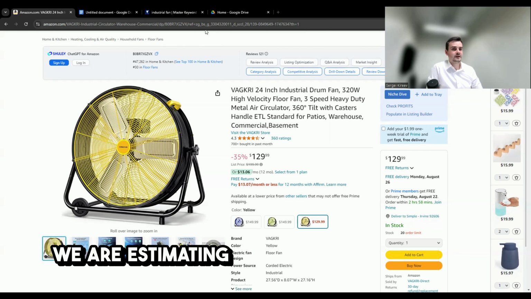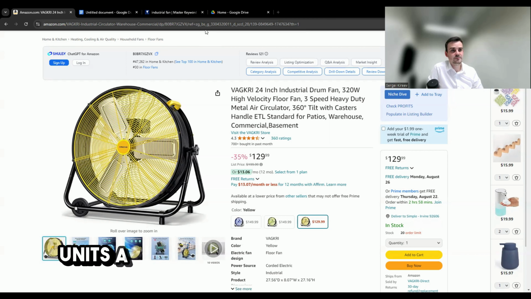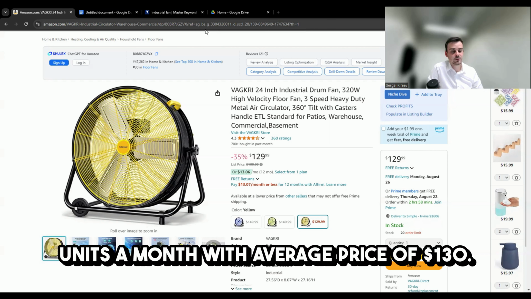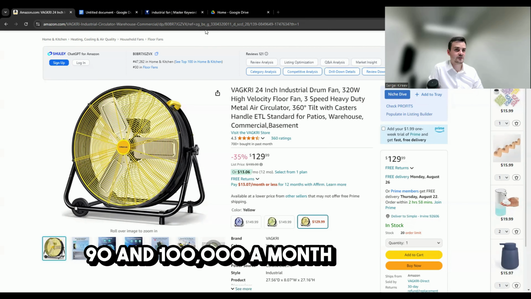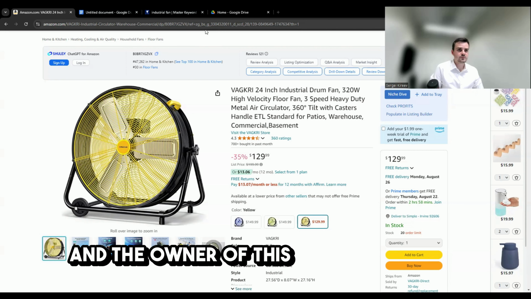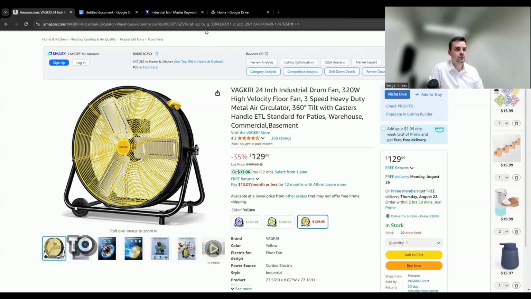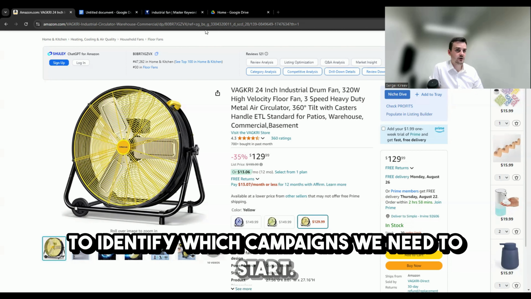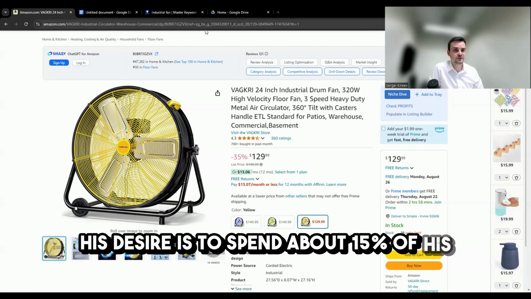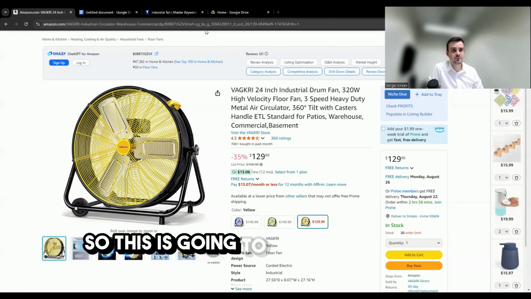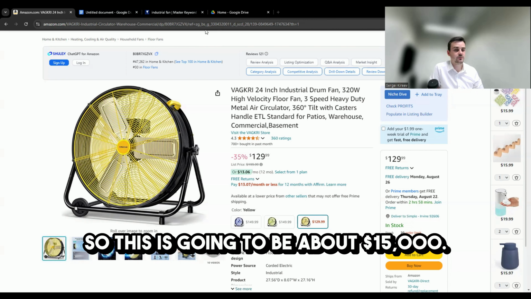For this example today, we're taking the ASIN on the screen. We are estimating that it sells around 700 units a month with an average price of $130. We assume that this product brings in between 90 and 100,000 a month in revenue. The owner of this product hired us to identify which campaigns we need to start. His desire is to spend about 15% of his revenue on ads, so this is going to be about a $15,000 budget.